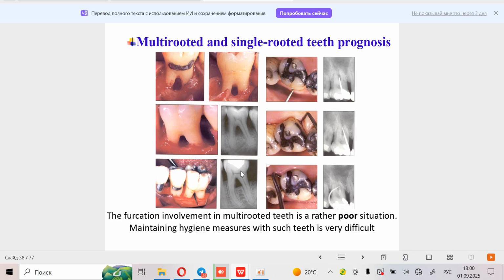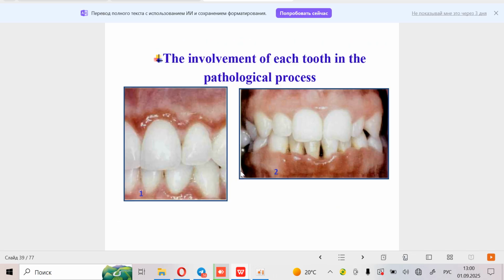Multi-rooted and single-rooted teeth prognosis. The furcation involvement in multi-rooted teeth is a rather poor situation with a poor prognosis, of course. Maintaining hygiene measures with such teeth is very difficult when the furcation is involved in the pathological process. That's why the prognosis will be bad, will be poor.